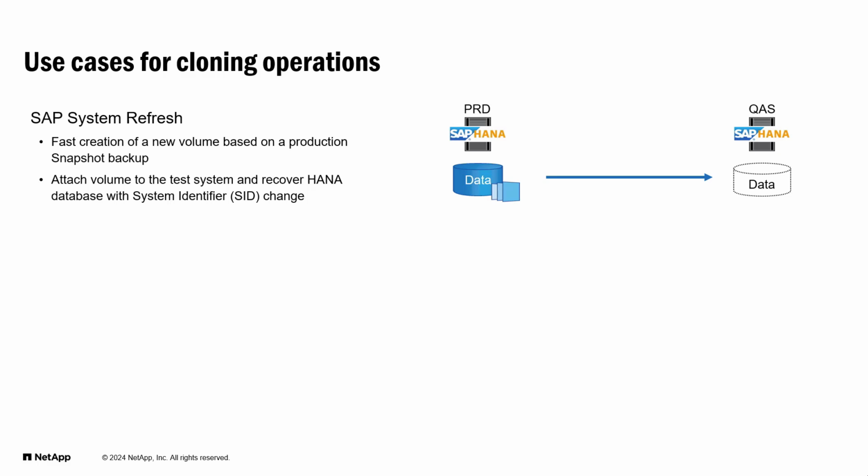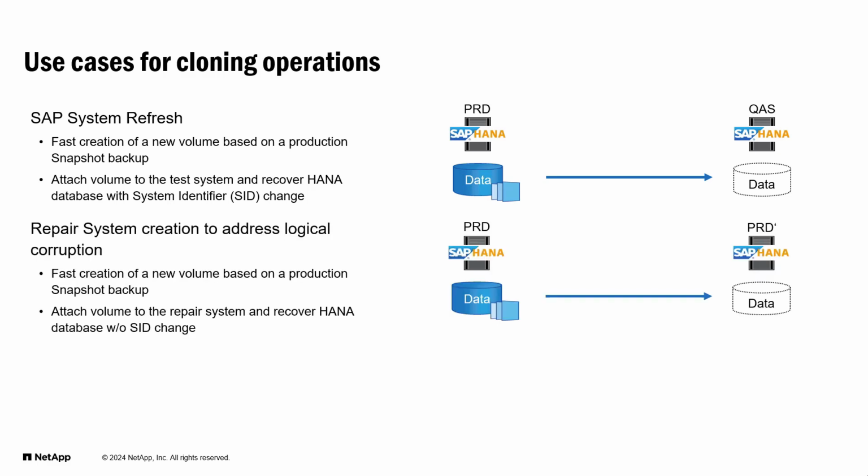to be recovered. The second use case is the creation of a repair system which is used to address a logical corruption in the production system. In this case, an older snapshot backup of the production system is used to start a repair system which is an identical clone of the production system with the data before the corruption occurred. The repair system is then used to analyze the problem and to export the required data before they got corrupted.